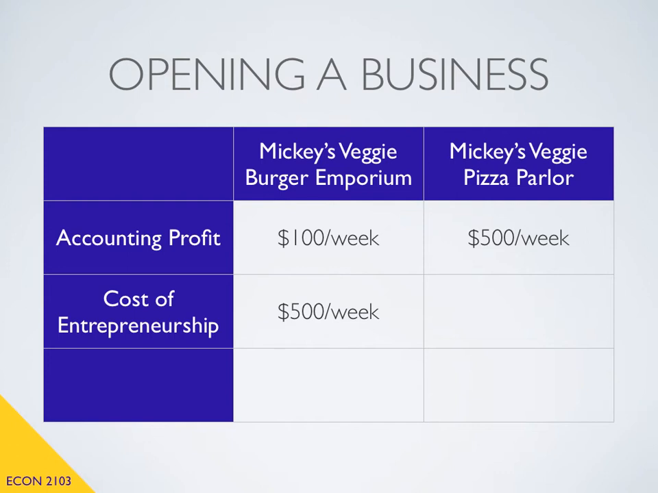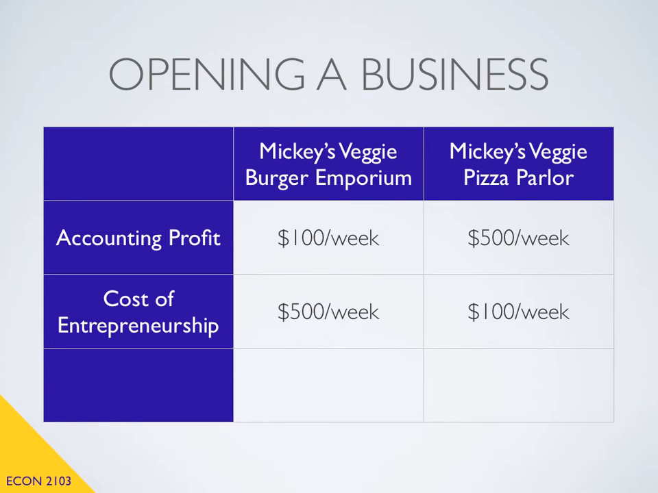If I open up the Veggie Pizza Parlor, I'm using all my resources to make the veggie pizzas. I'm giving up the chance to use those resources to make the Veggie Burger Emporium and to earn that $100 a week of profit. Notice, the cost of entrepreneurship is really just the opportunity cost that the entrepreneur faces. It's the value of the profit foregone.